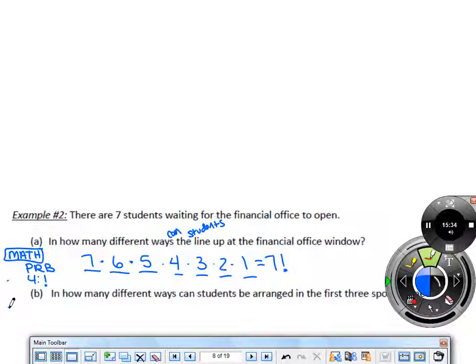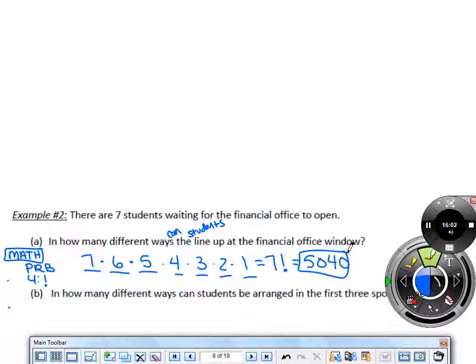So you can actually type in 7 factorial on your calculator and not have to type in 7 times 6 times 5 times 4, etc. Okay, so 7 factorial comes out to be 5,040. So those 7 students could line up in 5,040 different ways. Isn't that nice? Okay, aren't you glad you didn't have to count it by actually listing out all the arrangements?